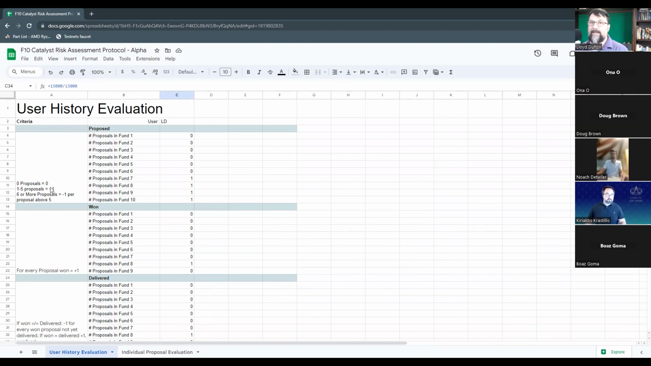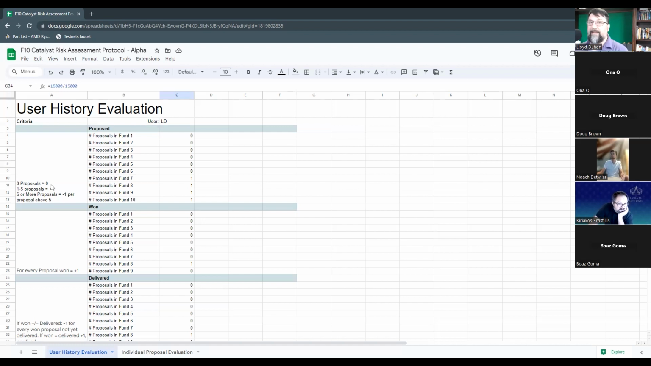What I've done is that if you've put in 5 or fewer proposals per fund, then you're probably not spamming the system. If you're putting in more than 5, there's a possibility that you're spamming the system. And so we want to make note of that.